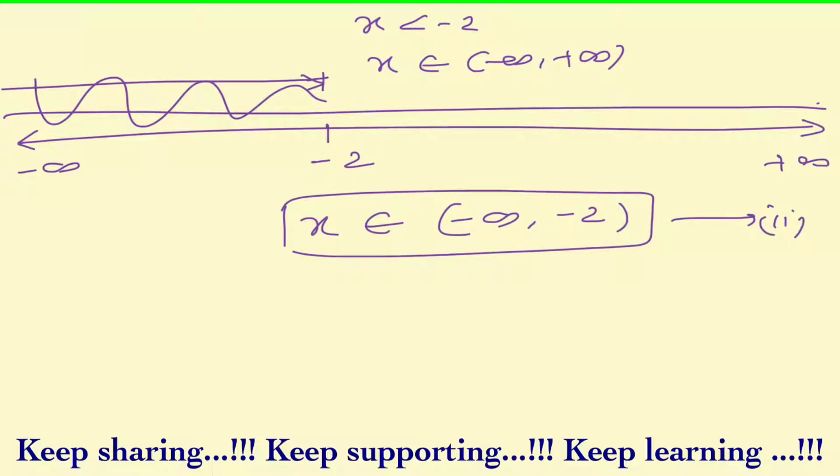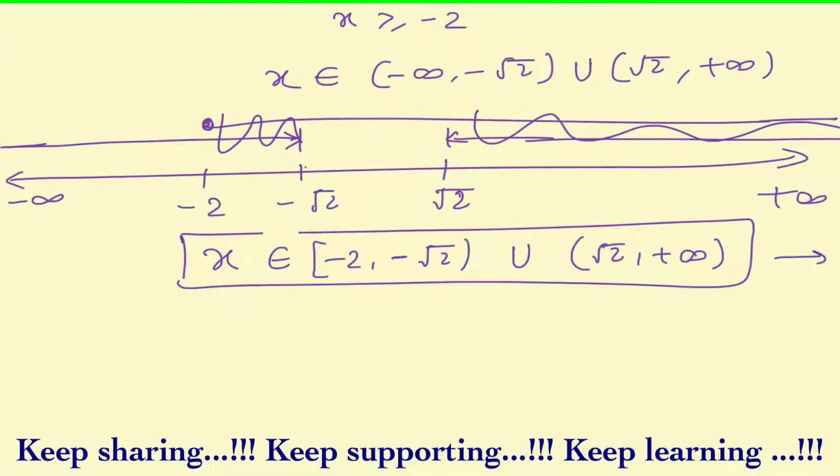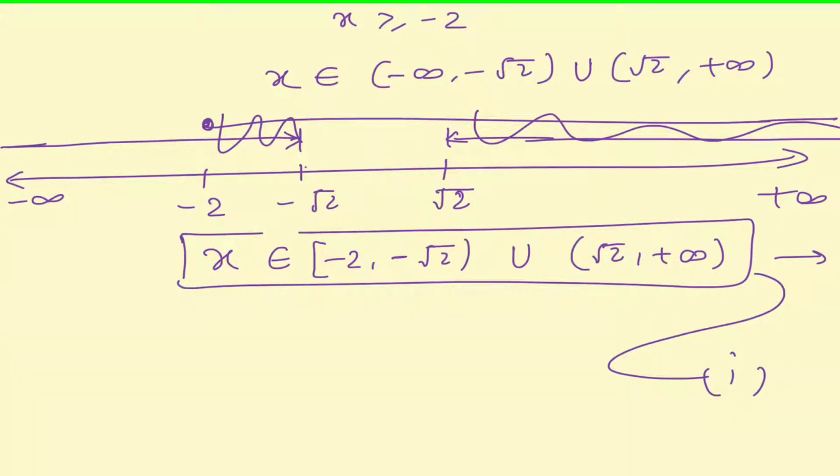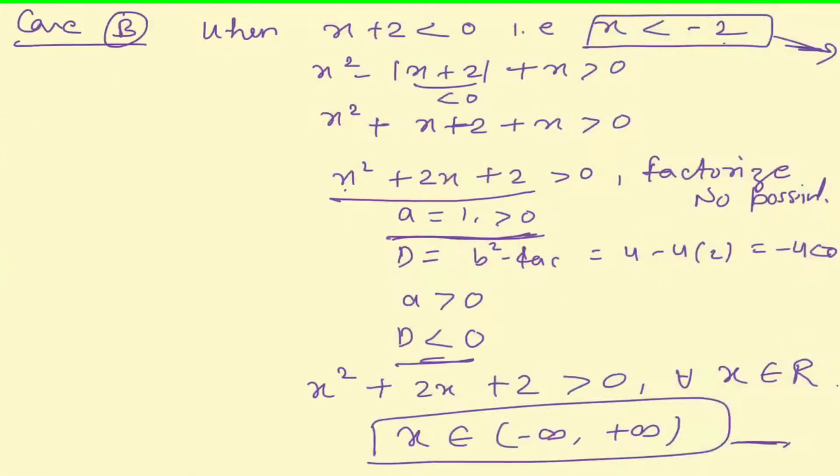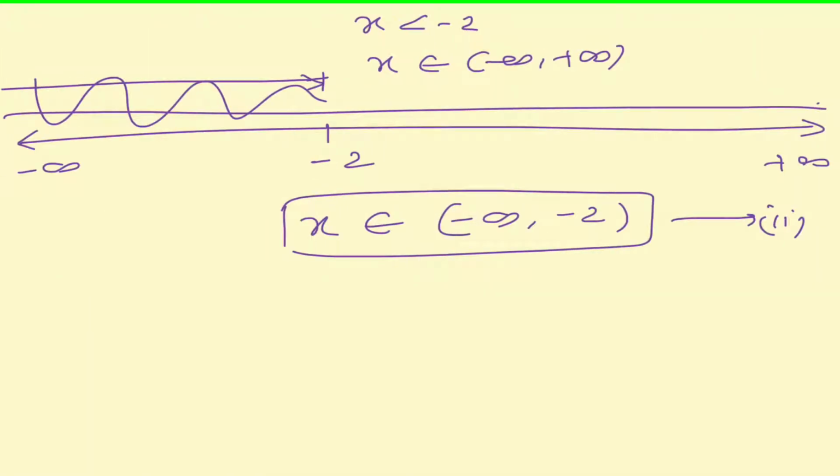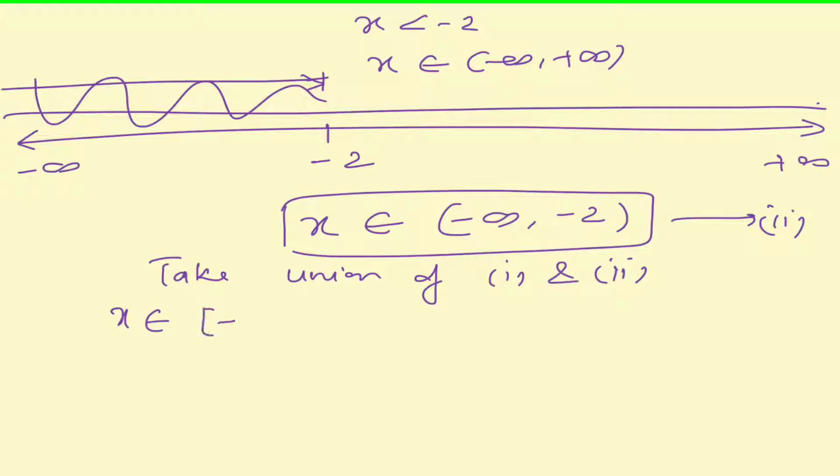So this is the second one, and the first one is the first answer. So we will combine both these things, or you can say take the union of first and second. First is x belongs to the closed interval minus 2 to minus root 2, only open interval, union root 2 to infinity. Second is x belongs to minus infinity to minus 2.